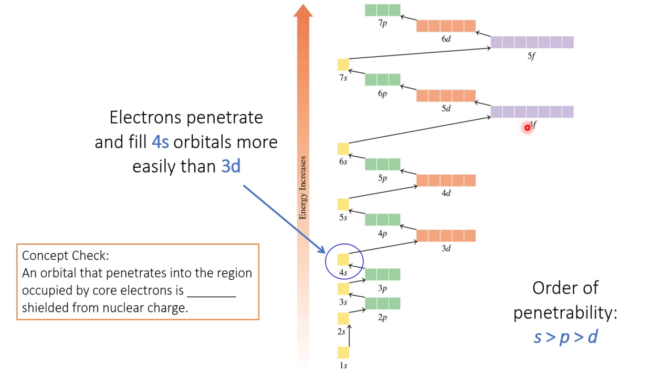So let's do a quick concept check. An orbital that penetrates into the region occupied by core electrons is more or less shielded from nuclear charge? Okay, so let's think about this. If we've got an orbital going into the region occupied by the core electrons, it's going to feel the nucleus more. So it would actually be less shielded. Does that make sense? Once you have an electron fully within that inner region, it can access the full charge of the nucleus, so it would be less shielded.